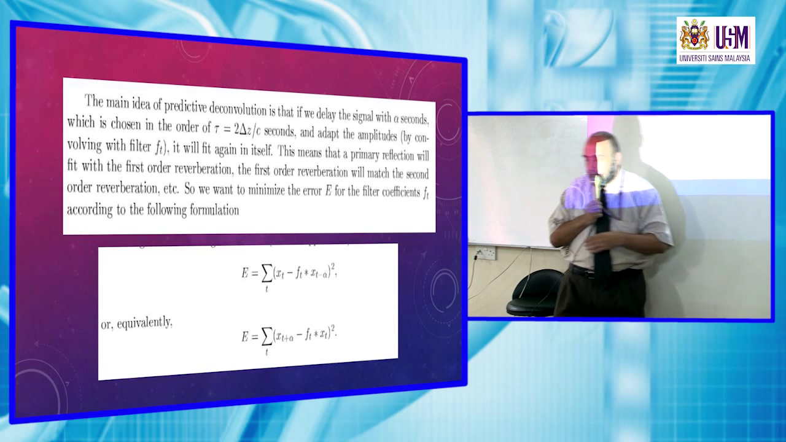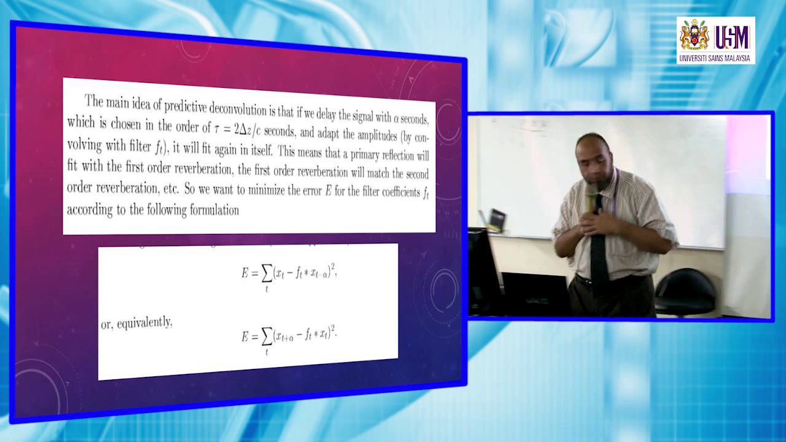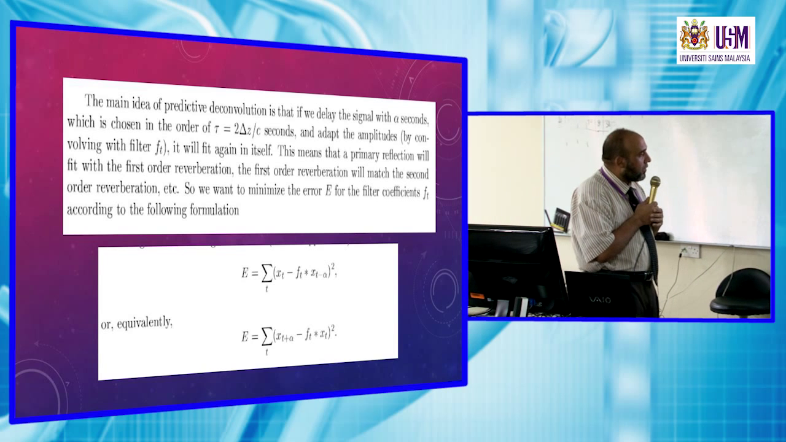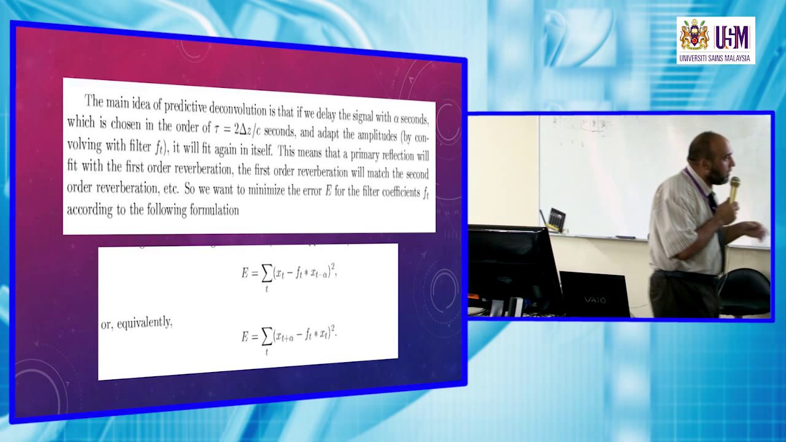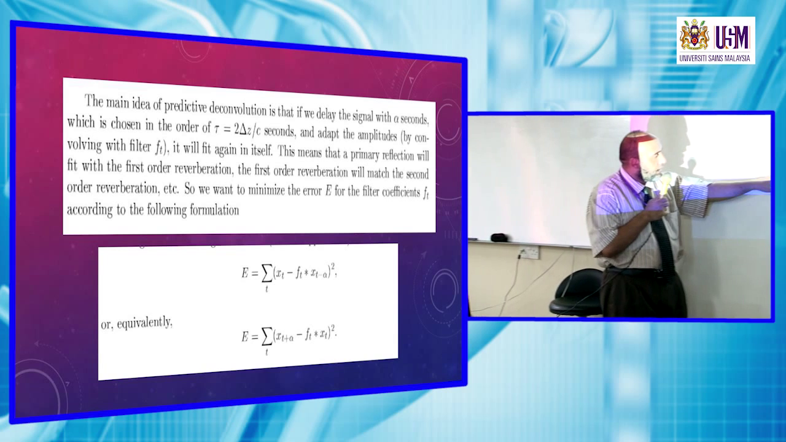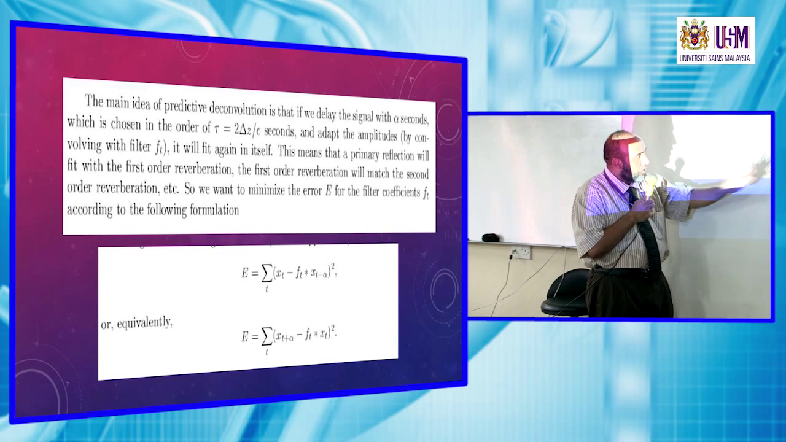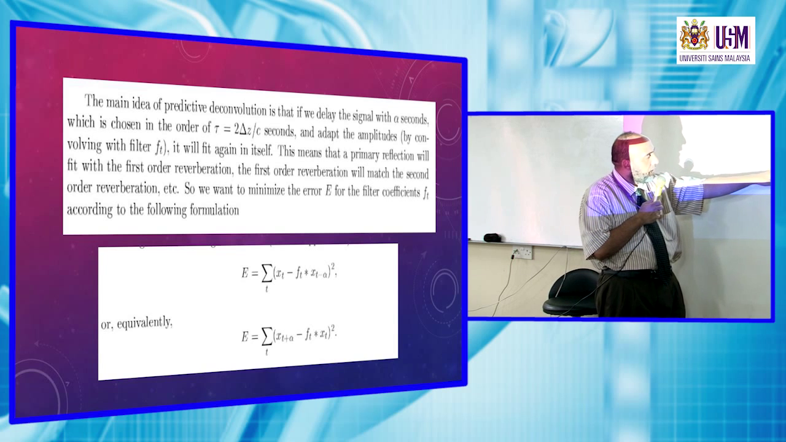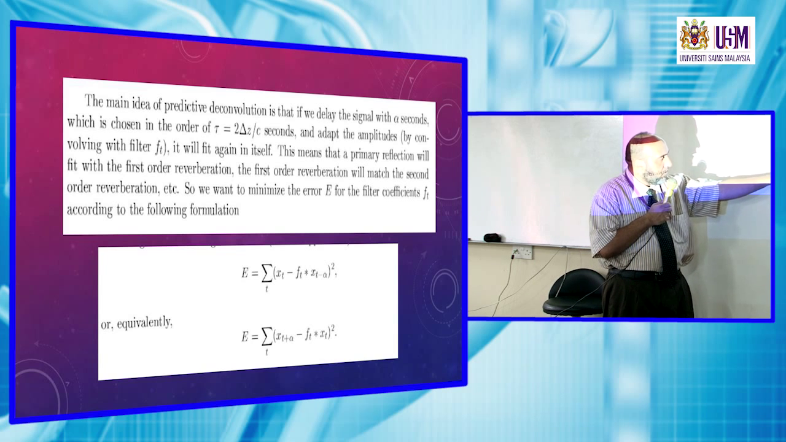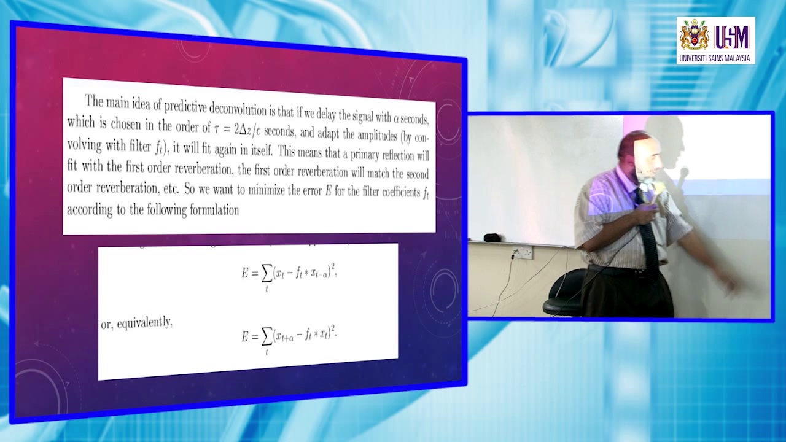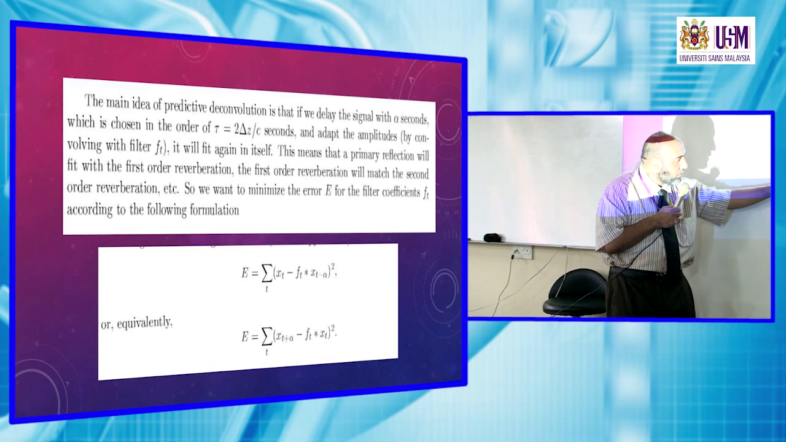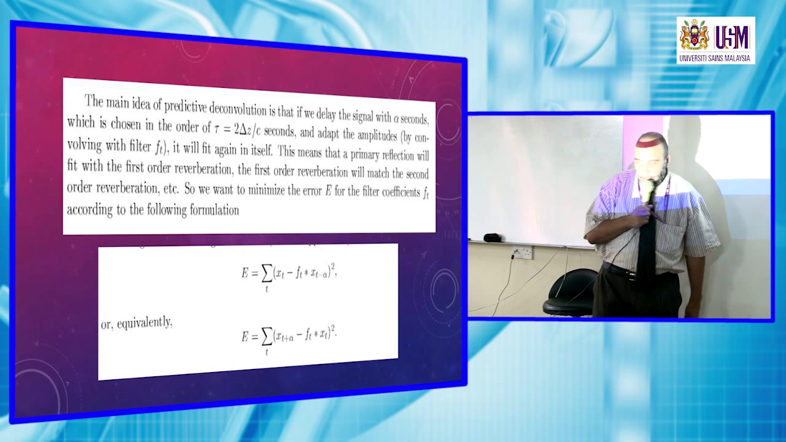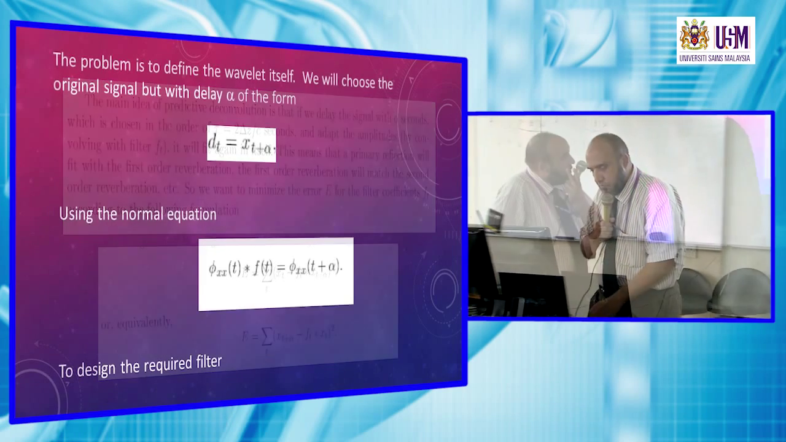all raised to the second power. Or equivalently, we can change the reference time, making this plus alpha: X of t plus alpha minus F of t convolved with X of t, all raised to the second power.